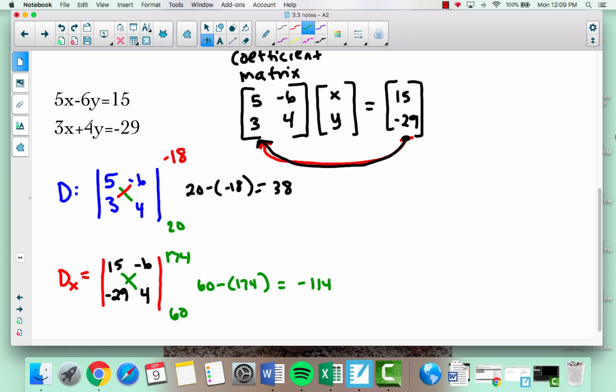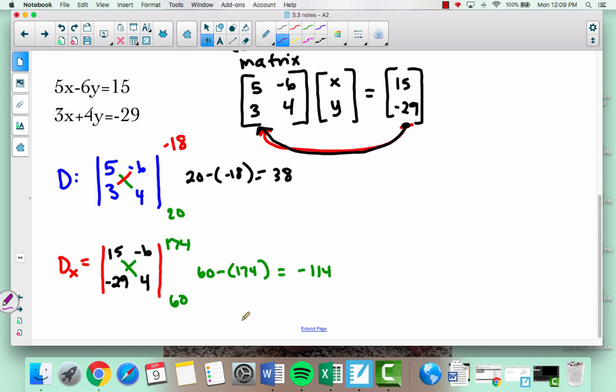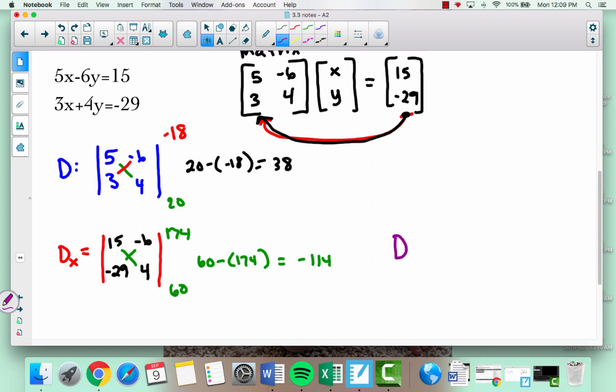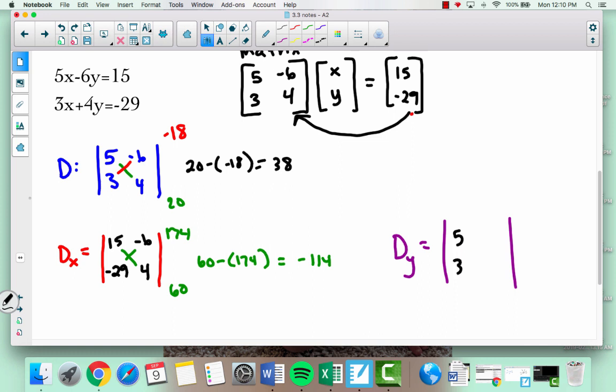And then we're also going to do the same thing, but this time with the y's. So we're going to have, I'll scroll back up, the determinant of the y values. So we're going to go back to our coefficient matrix. That's the original here. And this time we're going to take our solutions and plug them into the y column because we're talking about the y's here. So we're going to leave the x's alone, back to the original, and then we're going to replace the y column with 15 and negative 29.